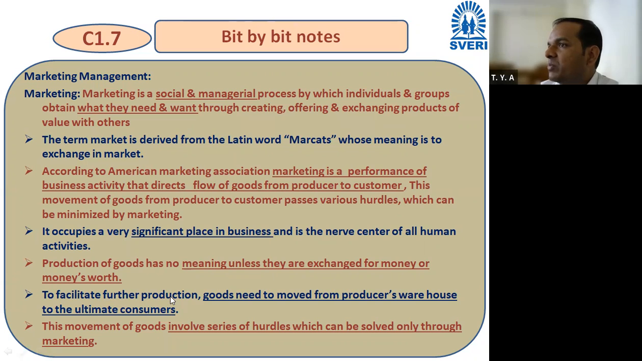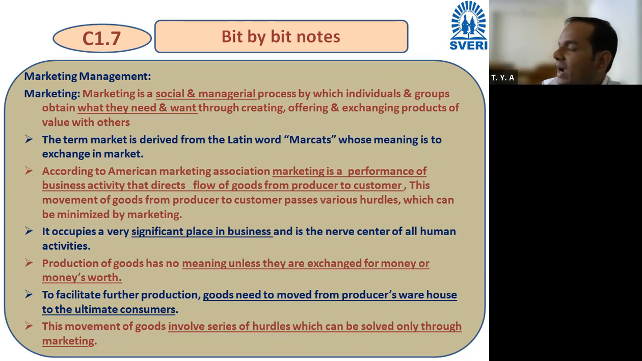To facilitate further production, goods need to be moved from the producer's warehouse to the ultimate consumer. तुमच्या वेअरहाऊस म्हणजे स्टोरेज मध्ये जे काय तुमचे मॉल्स आहेत किंवा जे स्टोरेज केलेले ठिकाण आहे, तर हे तिथून कस्टमरकडे गेलं तरच तुम्ही प्रोडक्शन कराल, नाही तर बनवलेलं कुठे ठेवणार, राईट? सो दिस इज ऑल्सो वन ऑफ द इम्पॉर्टंट आस्पेक्ट इन मार्केटिंग. This movement of goods involves a series of hurdles which can be solved only through marketing. एका ठिकाणाहून प्रोडक्ट प्रोड्युसर पासून कंझ्युमर पर्यंत सिस्टमॅटिक वेने जायचं असेल, सो मार्केटिंग इज इसेन्शियल.